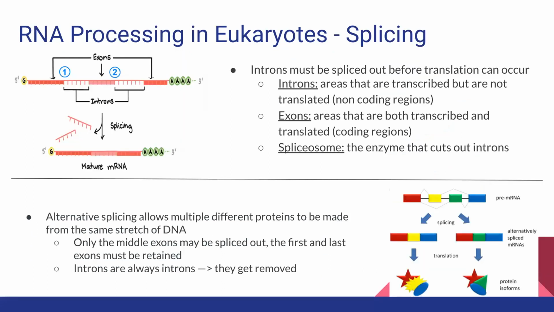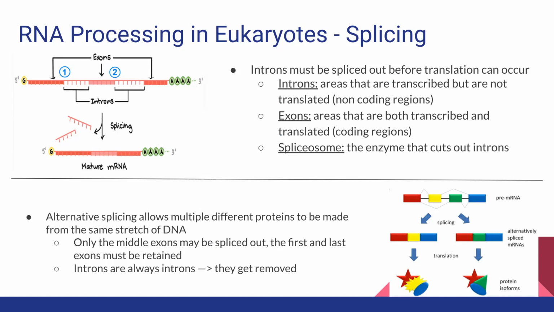Okay, so going into splicing, introns must be spliced out before translation can occur. Introns are parts of the mRNA that will not code for a protein ever, so they're just literally going to be cut out and removed. Exons are areas that are transcribed and translated. So where introns are removed, the exons remain. And the spliceosome is the enzyme that cuts out those introns.